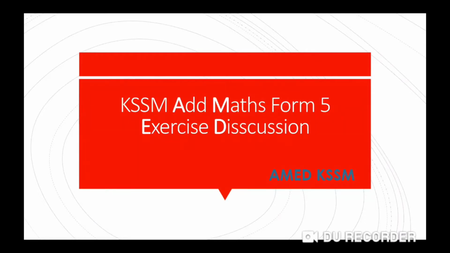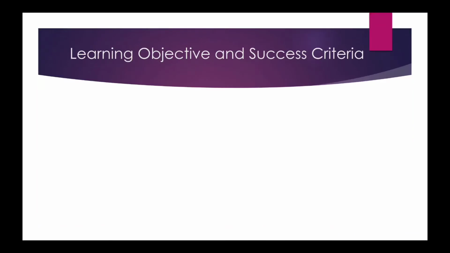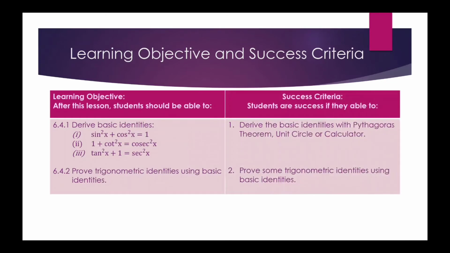I'm Madam Wong here. Everyone, we are in Chapter 6 Trigonometric Functions, 6.4 Basic Identities. Our learning objective and success criteria today, 6.4.1: students should be able to derive the basic identities.